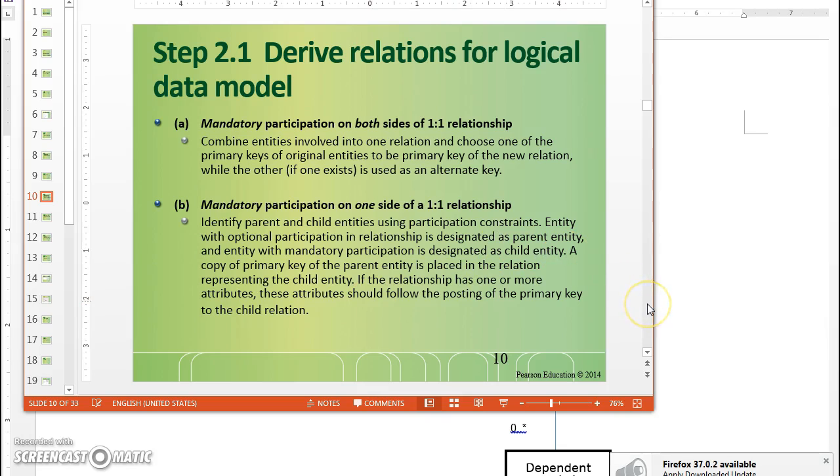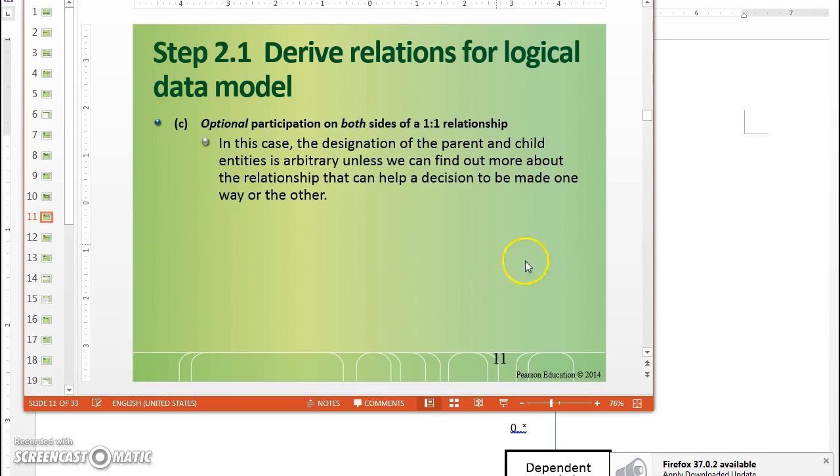And then the other case is optional on both sides. Then the designation of parent and child is arbitrary unless we can find out more about the relation. You can make the decision one way or the other, so you can choose either one as the parent, then copy the parent's primary key to the child. But I don't think this is common. This is not common.